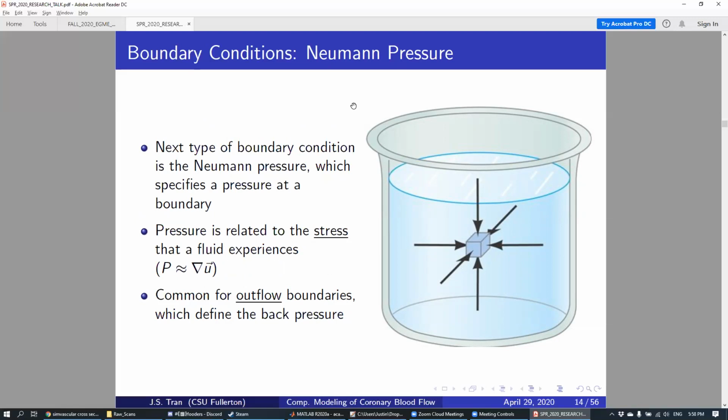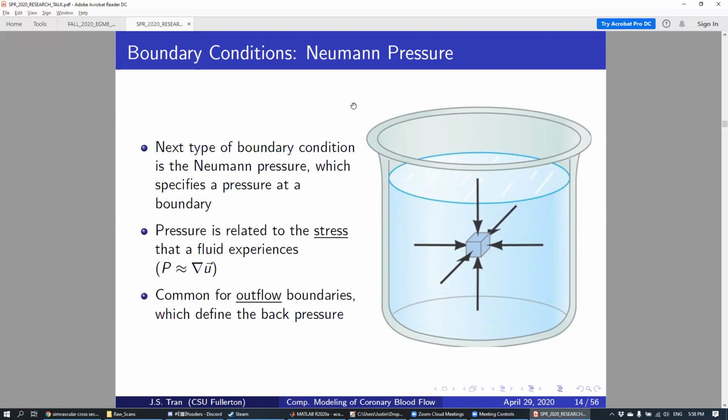Just like our other cases, we also have a Neumann boundary condition. The Neumann boundary condition actually takes a similar form to our structural mechanics problems. Neumann boundary conditions usually take the form of a pressure for fluid mechanics simulations. And a pressure is essentially a stress, and a stress is a force divided by area.